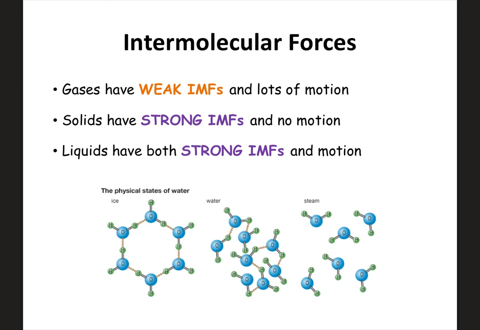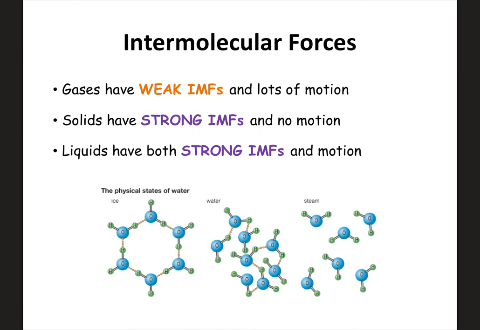A couple more things here to understand about IMFs. Gases are typically going to have weaker IMFs because they have a lot of motion, and typically the molecules are further apart, so their IMFs are not as strong. And then solids and liquids are going to have stronger IMFs, and they're not going to have that motion. You would expect the solids to be maybe a little bit closer together here, but you can see here if you're looking at the states of water, when it forms ice, you can see those attractions there between the water molecules would be pretty strong.